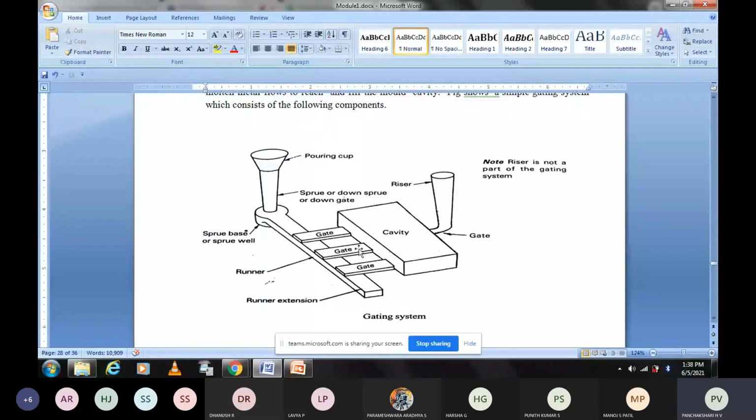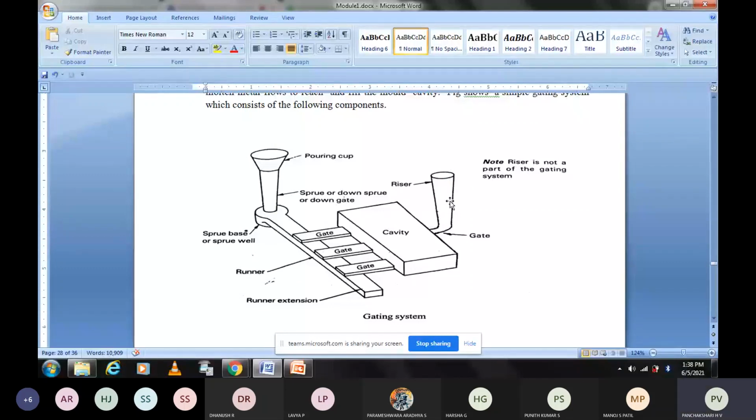These are the front gates. This is the back gate. Back gate means what? The liquid metal after filling, it will rise into the riser. There is a riser here, so that it will serve two purposes as I told. So this is the entire gating system.